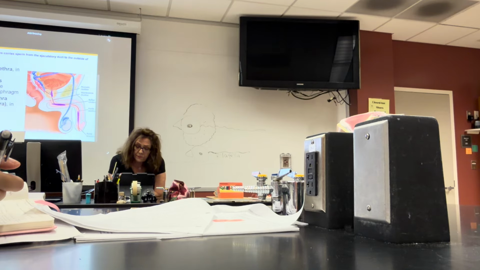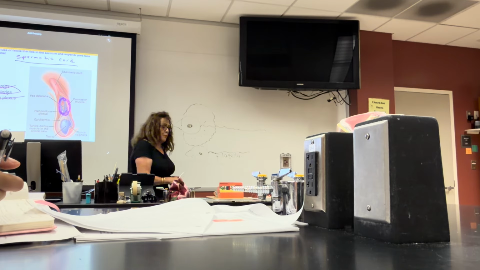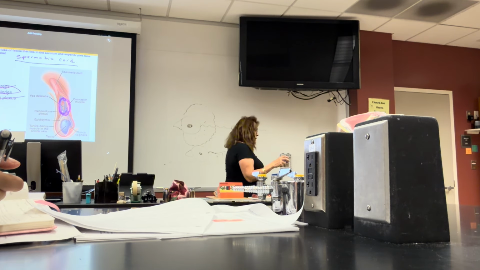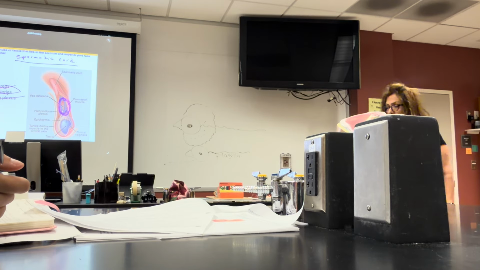So we talk about this one. Okay, guys. The testis is moved out of the body with a piece of peritoneum and a piece of skin. The skin is called the scrotum, okay?